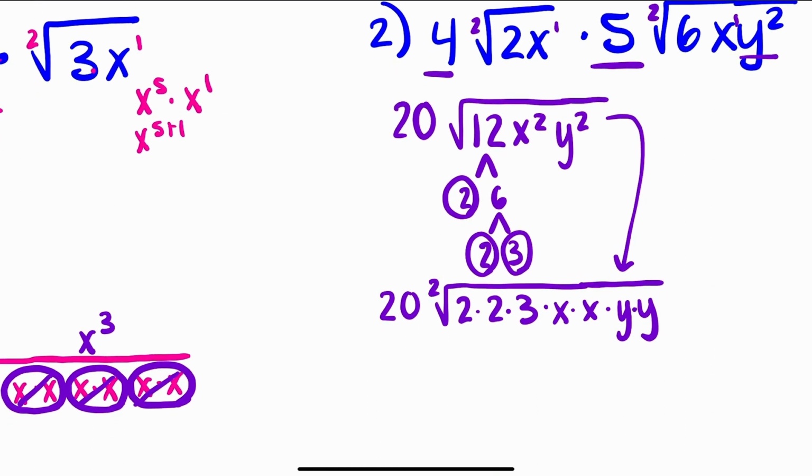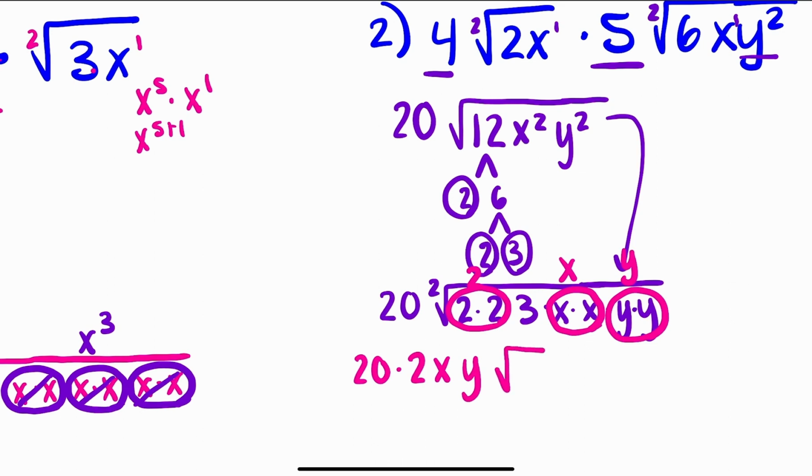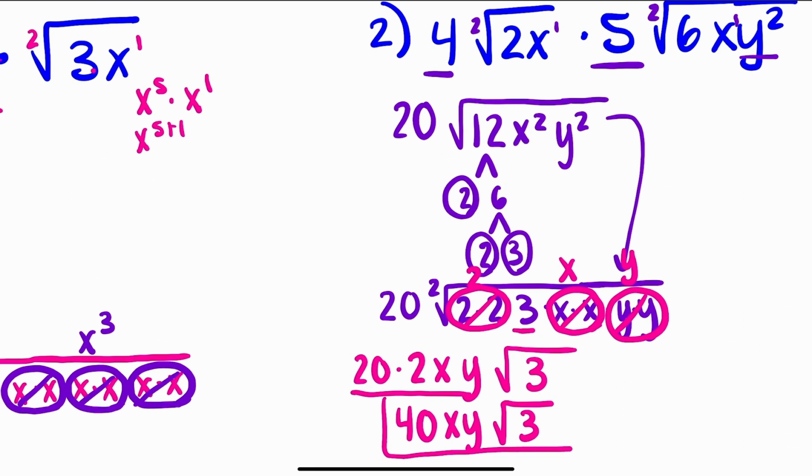It is a square root, so I need pairs to take out one of the numbers. I have 2 2's, so I'm going to take out a 2. I have 2 x's, so I can take out 1 x. And I have 2 y's, so I can take out 1 y. So out here I have my 20 times what I'm taking out, which is 2xy. And then under my little radical, all that's left is this 3. And then just simplify what's out here. 20 times 2 is 40. So 40xy times the square root of 3 is my final answer.